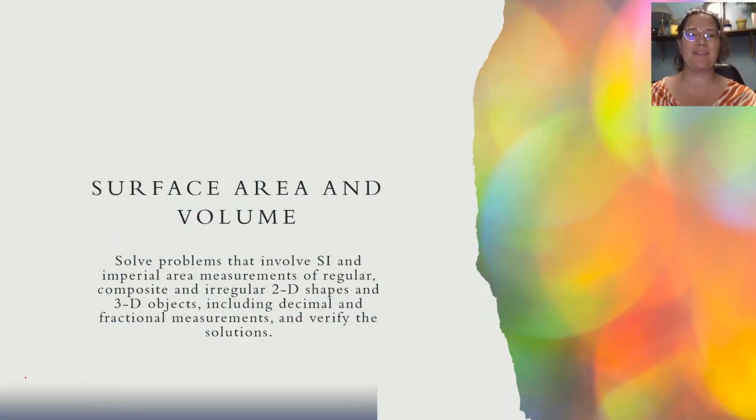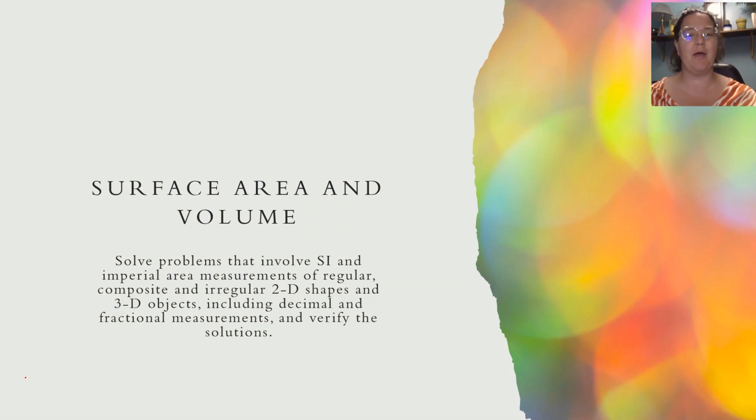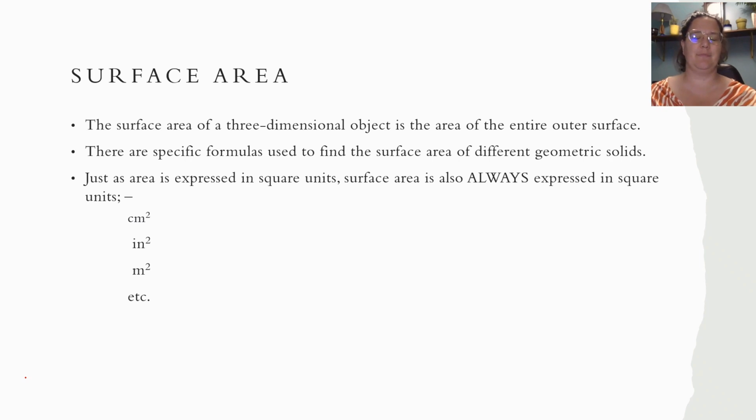Hi, welcome to the lesson on surface area and volume of two-dimensional and three-dimensional objects. So when we're looking at the surface area of a three-dimensional object, this is the area around the entire outer surface. So if you're looking at a milk carton, that would be the four sides, the base, the pyramid at the top. And there are specific formulas that are used to find the area of different geometric solids like spheres or cones, or pyramids, or squares.